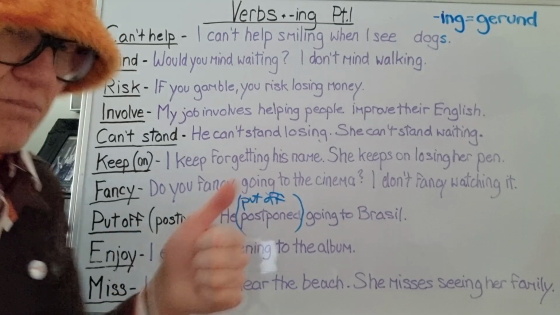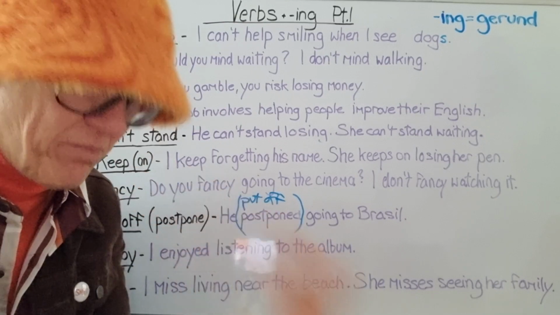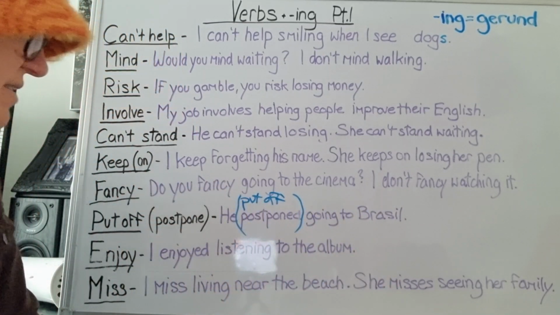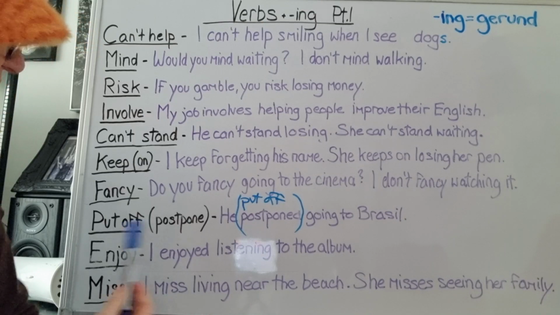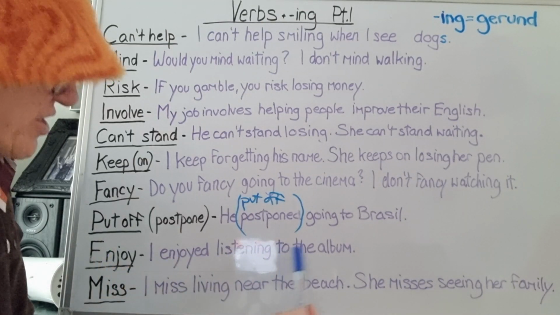So he put off going to Brazil. Remember, put is put. So past and past participle are also put. He put off going to Brazil. He postponed going to Brazil. Okay? And enjoy. This one's obvious. I enjoyed listening to the album.